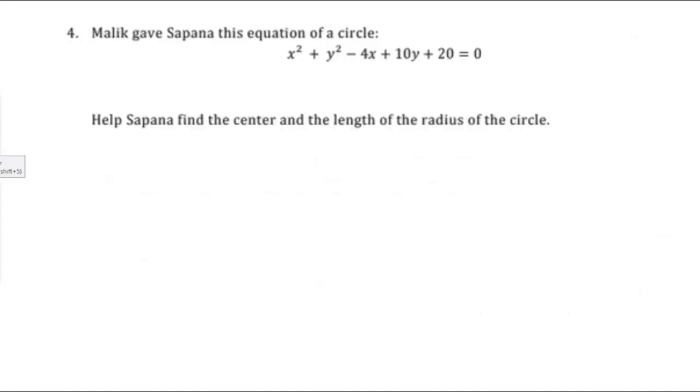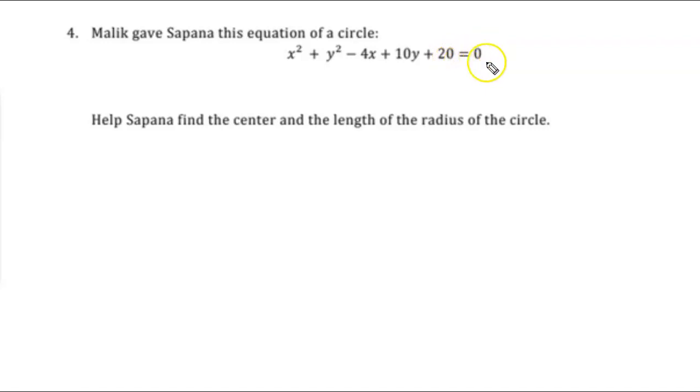Malik gave Sapana this equation of a circle. x² + y² - 4x + 10y + 20 = 0. Help Sapana find the center and the length of the radius of the circle. So she said she was going to do what Malik did, just backwards. So we have to think about what Malik did.